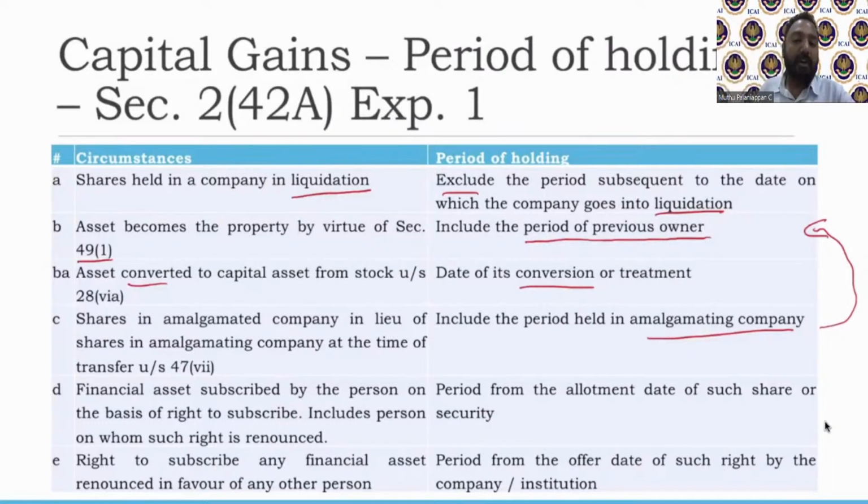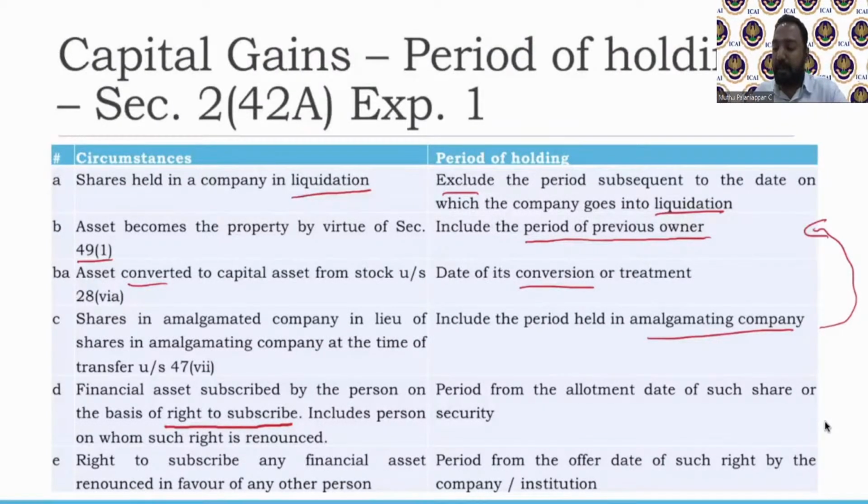If you're a shareholder of A Limited who is now a shareholder of AB Limited, you should include the period from the date you actually purchased A Limited. So include the period of the amalgamating company. Next, financial assets subscribed by the person on the basis of right to subscribe. So there's something like a right purchase. It also includes the person on whom the right is renounced, which means someone has given up the rights. So the period is from the date of allotment, the date on which such allotment was actually given.